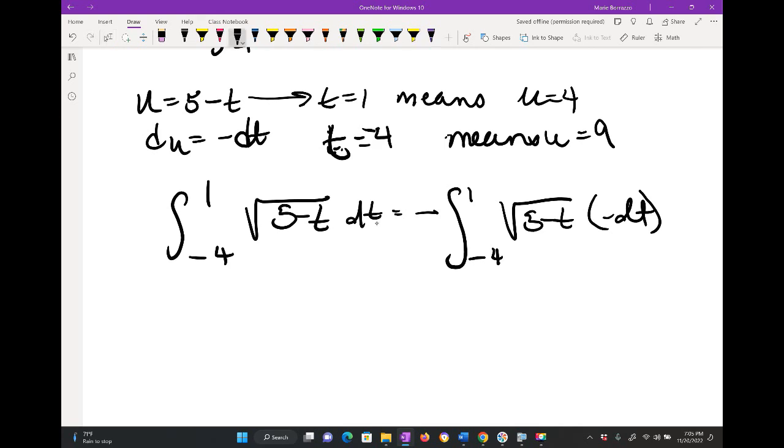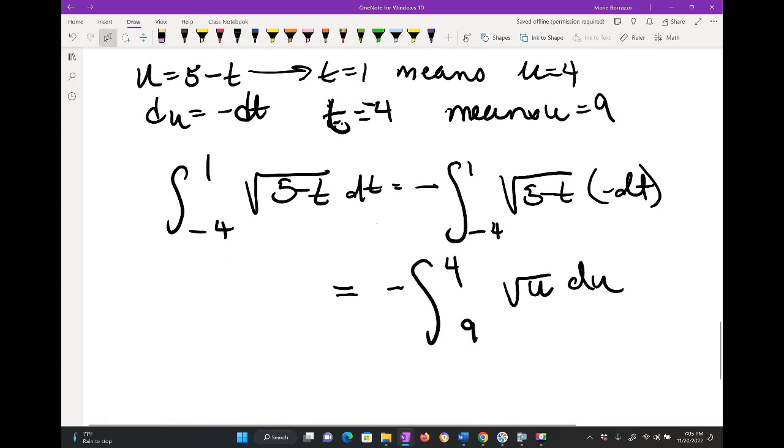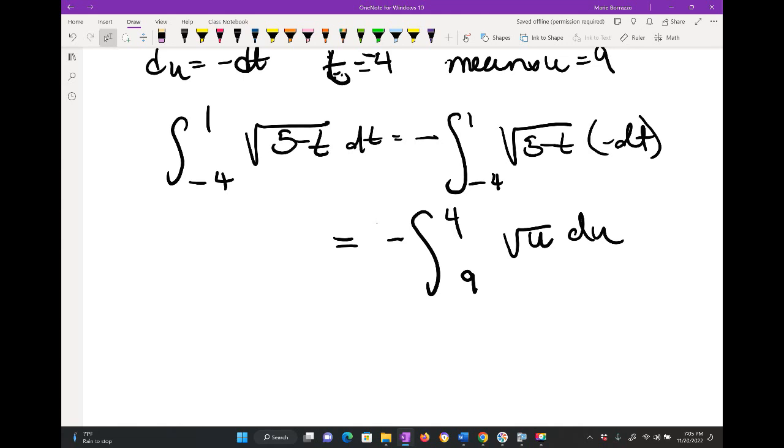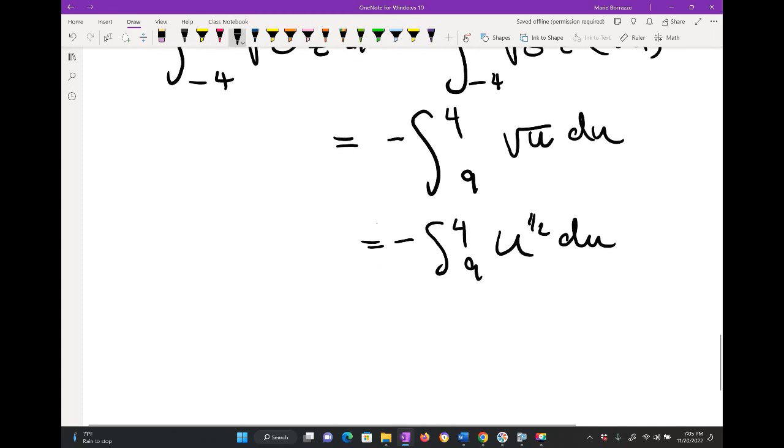So if that's the case, then that negative integral from 4 to 9 of the square root of u du, you just have to follow the logic. This will actually be the negative integral from 4 to 9 of u to the 1/2 du. Okay, so if we work this out and use the antiderivative, this becomes 3 over 2, u to the 3 over 2 over 3 over 2.